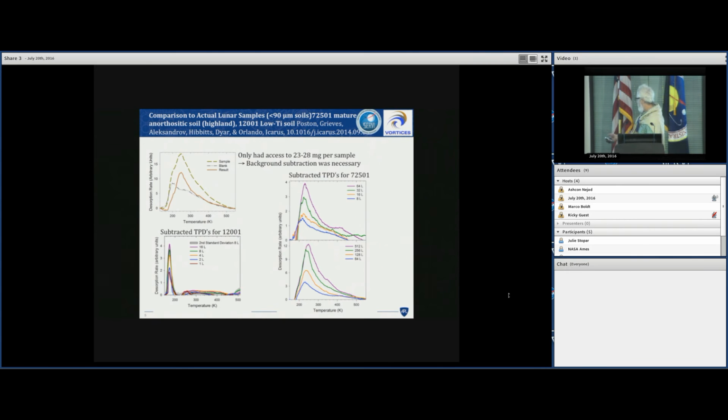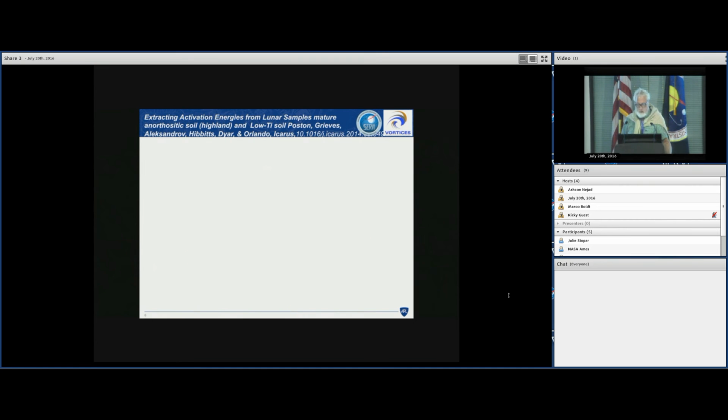Okay, so now we have this data here, and we can analyze it with the standard TPD analysis and Polanyi-Wigner kinetic analysis and extract out a binding energy. Okay, these are the binding energies that Bill Farrell needs to add to his model when he's looking at the sticking of water on airless bodies.